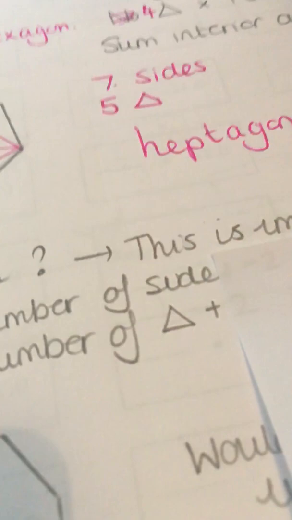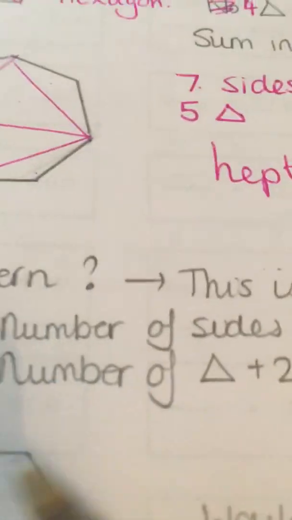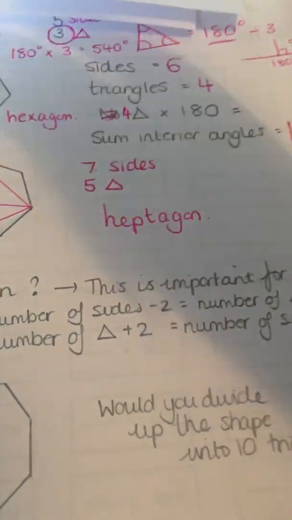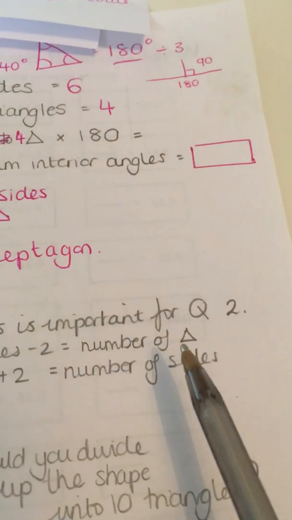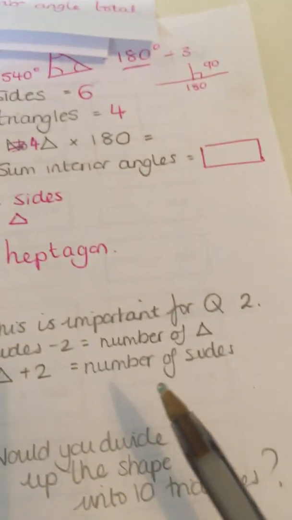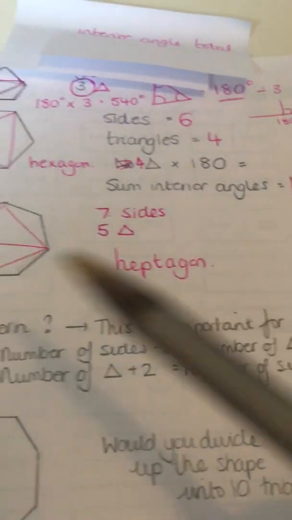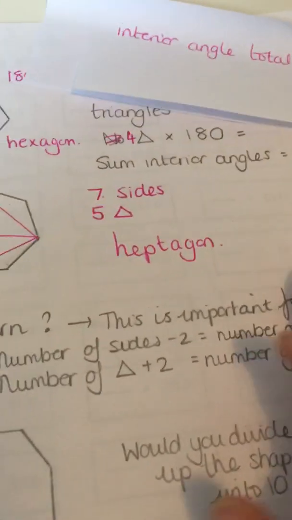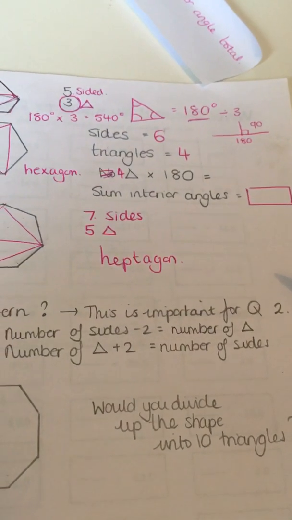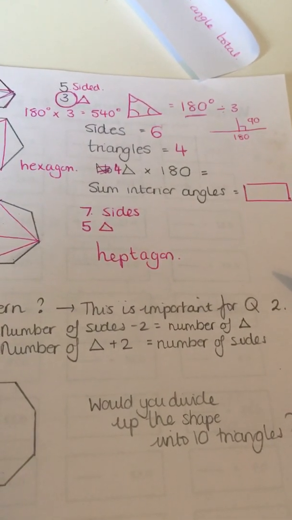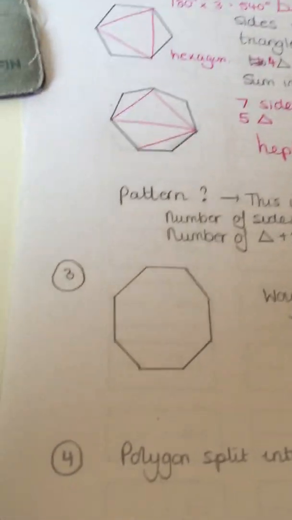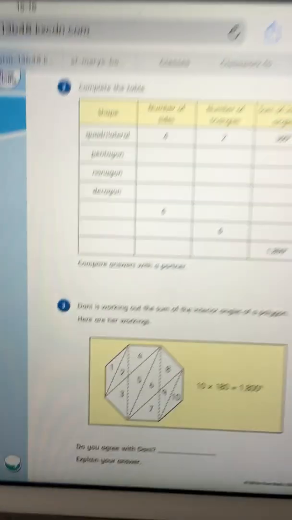So you might have worked out that you can take 2 away from the number of sides to work out the number of triangles, or you can add 2 to the number of triangles to work out the number of sides. So just bear that in mind, however you want to remember it. You can write it algebraically if you wish, and I can email you individually about that. I can put it on Google Chrome if you request it. So that's quite an important rule to complete table 2.